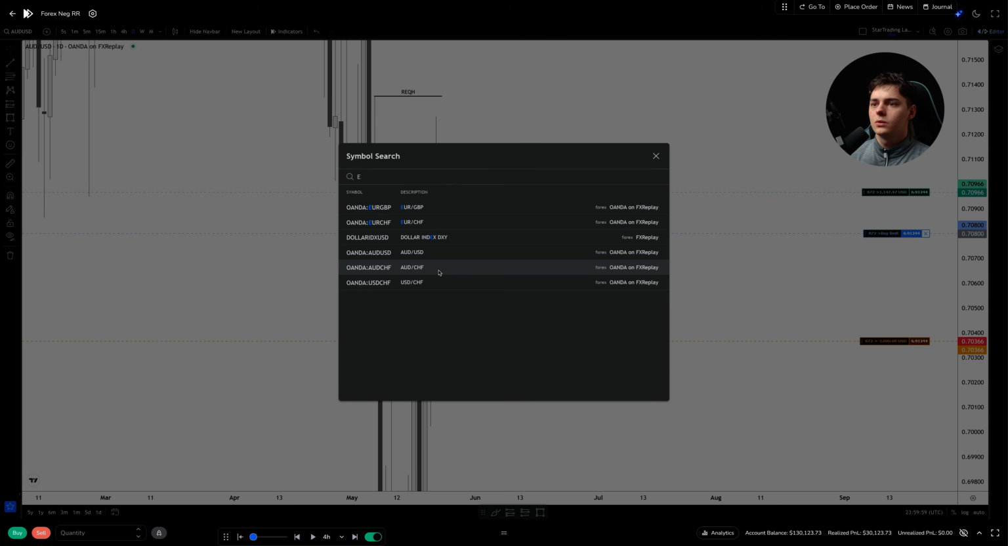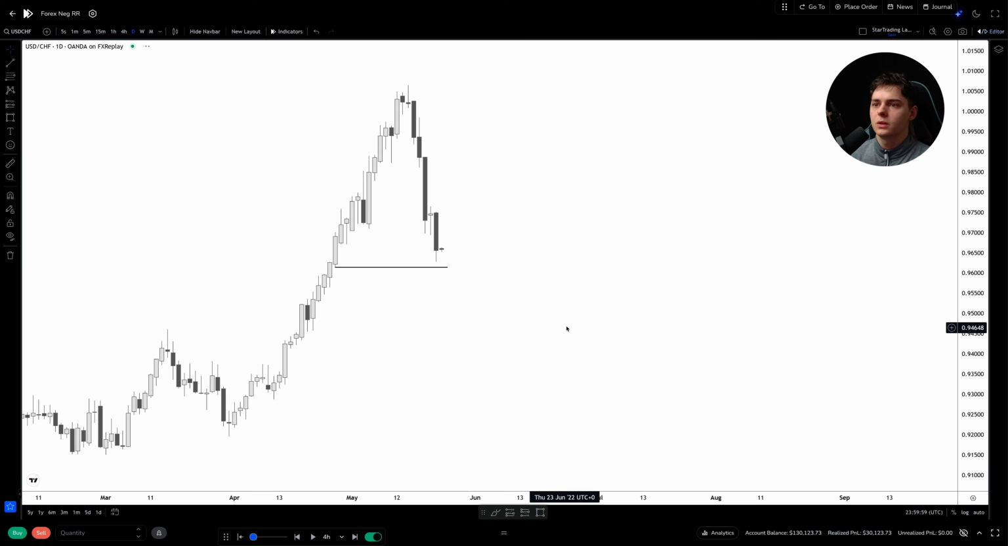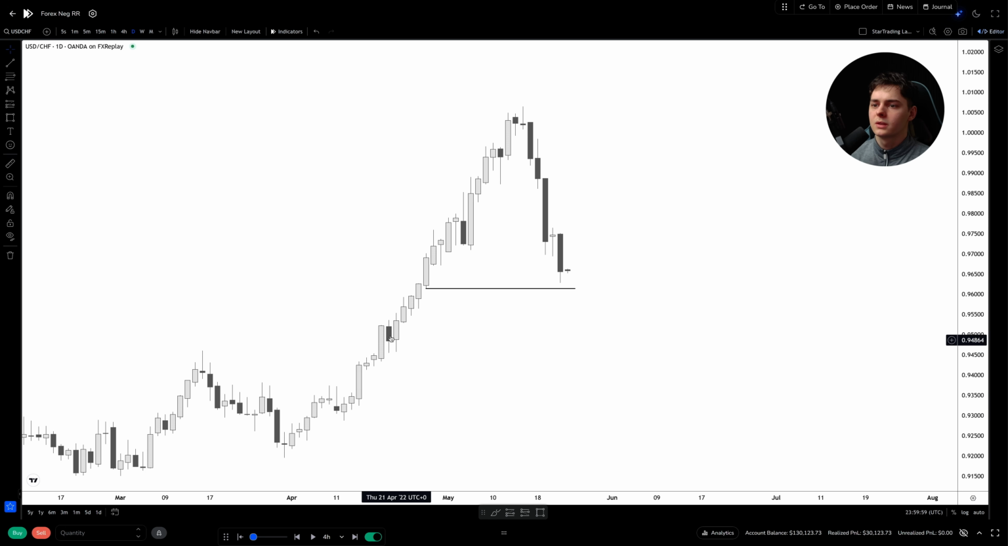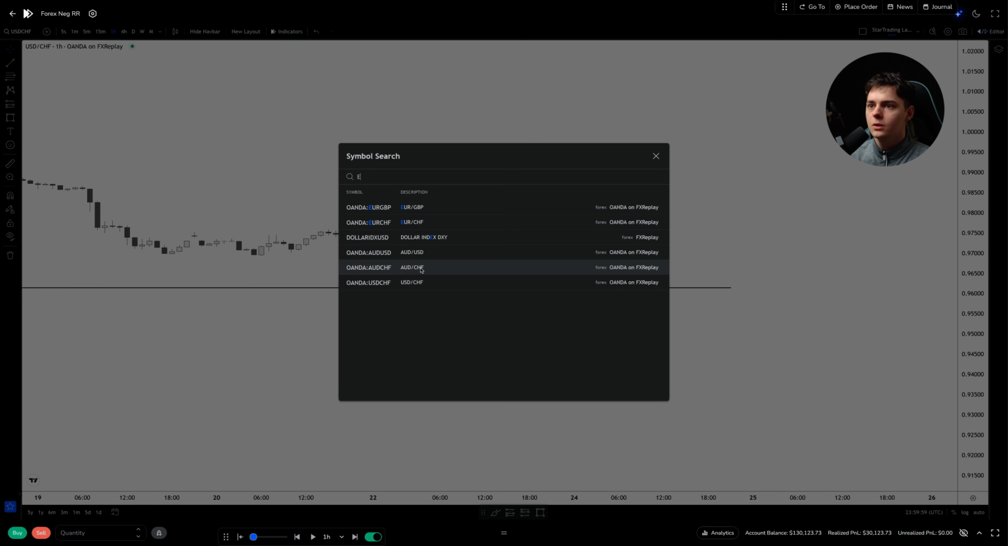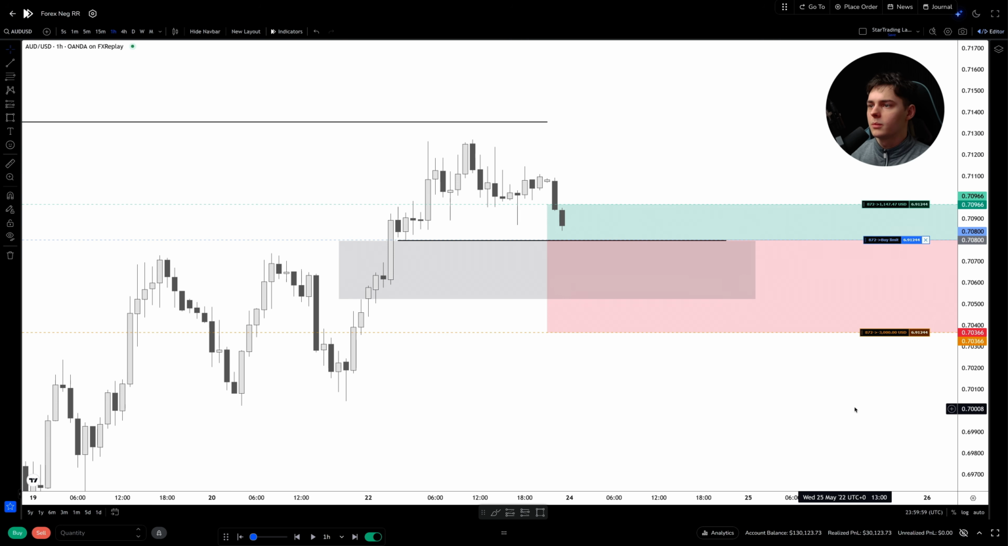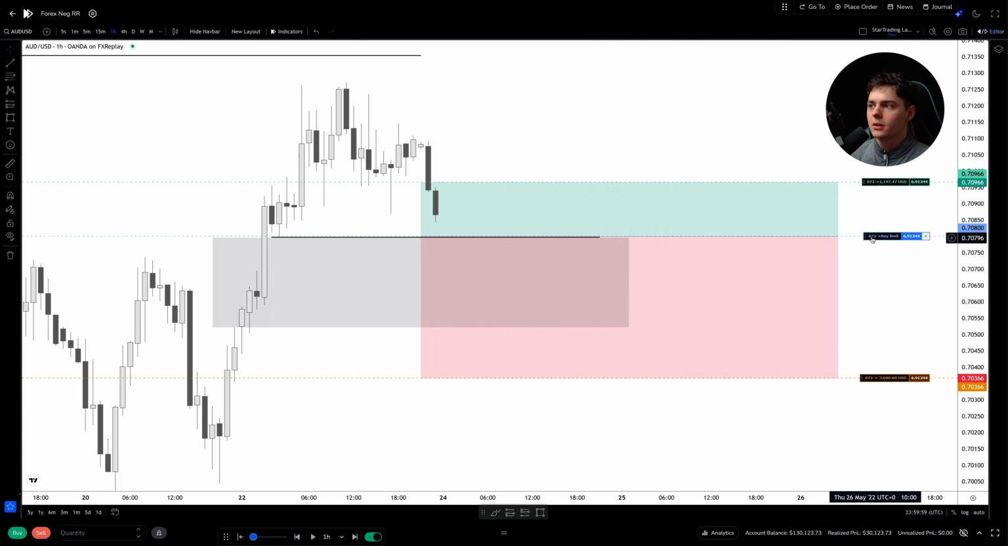So from here, we are going to go to AUD CHF. This was no trade for us. We have already taken out the premium to discount, so the equilibrium range of this entire move. So I'm not willing to take a trade on that one. We're going to go to AUD CHF, or I mean AUD USD. So many different pairs with so similar names. From here, we're going to monitor it.